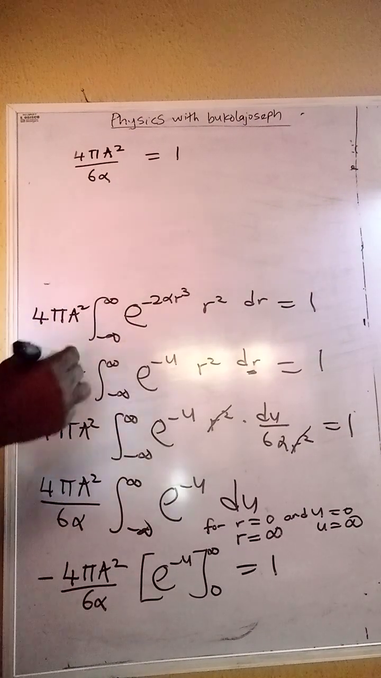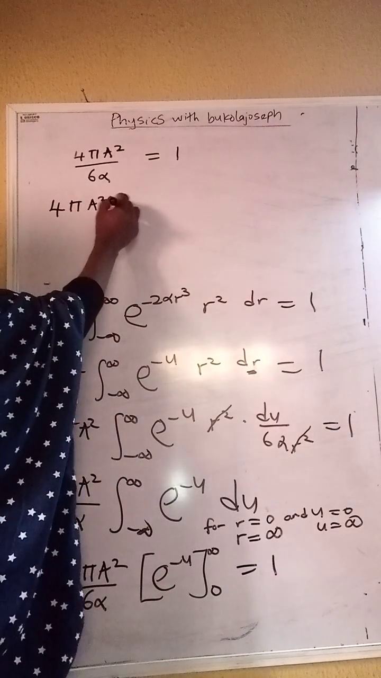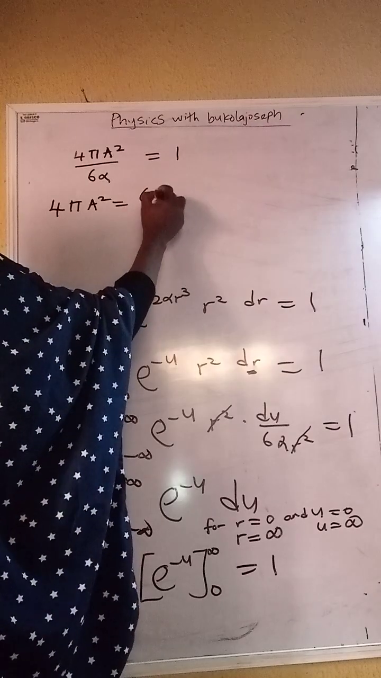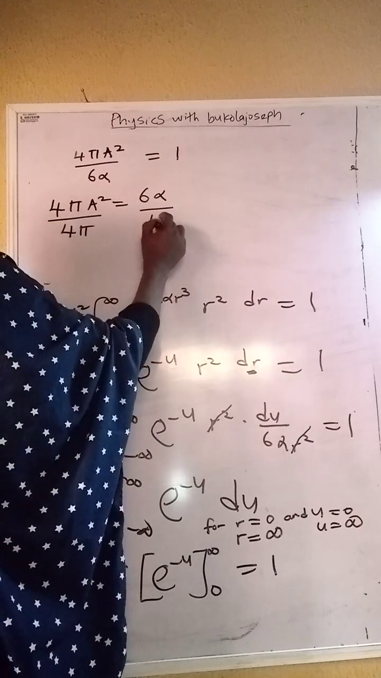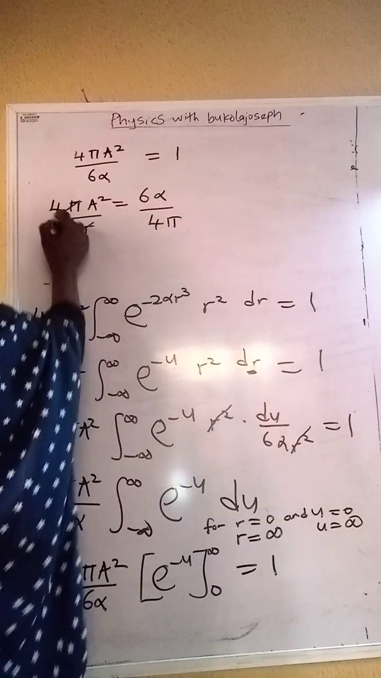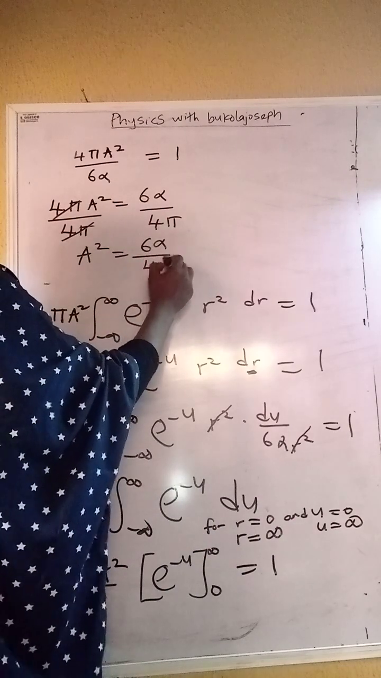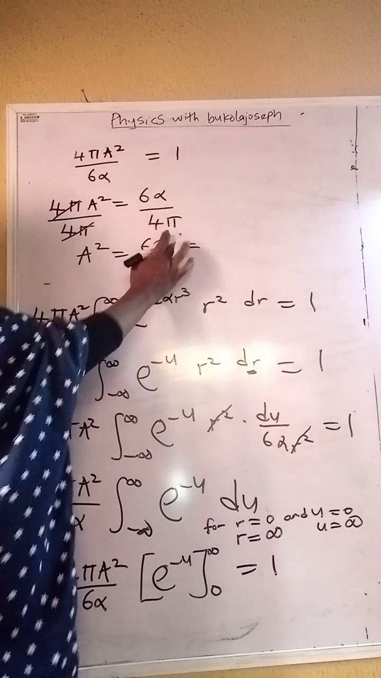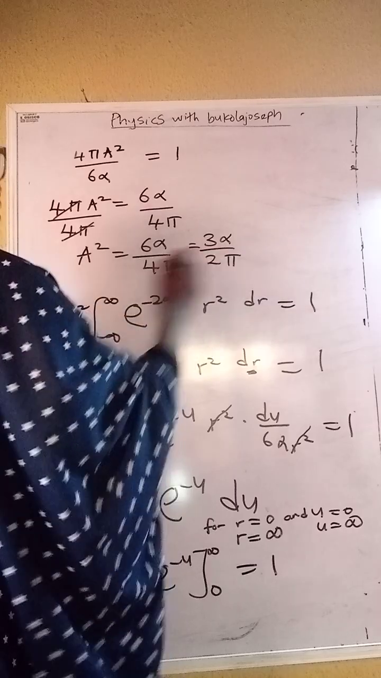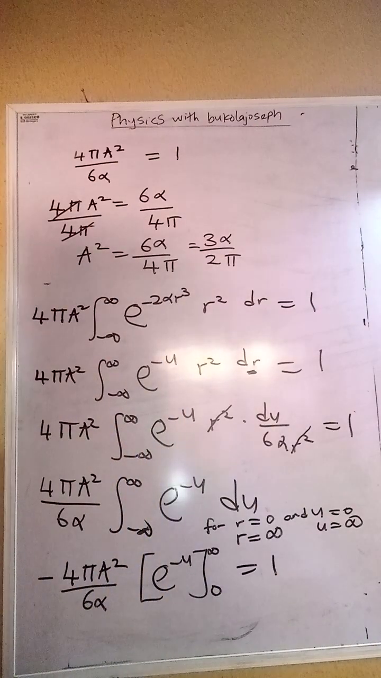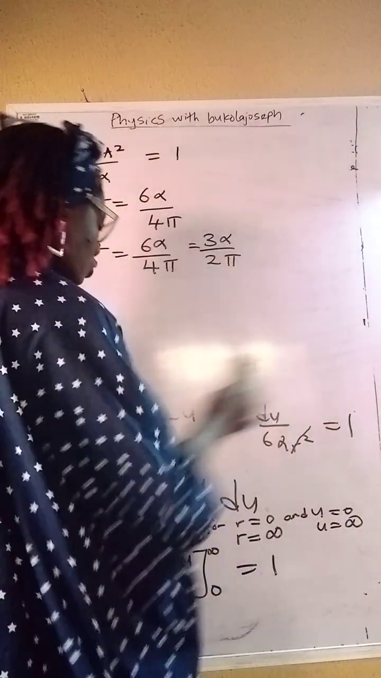We are going to make a squared the subject of the formula here. So we have 4 pi a squared, this times this will give us 6 alpha. So we divide both sides by 4 pi. This will cancel this, and then we have a squared is equal to 6 alpha all over 4 pi. If we divide both the numerator and denominator by 2, we have 3 alpha all over 2 pi. So this is a squared. We are not going to stop here. We are going to be substituting a to find the normalized wave function.